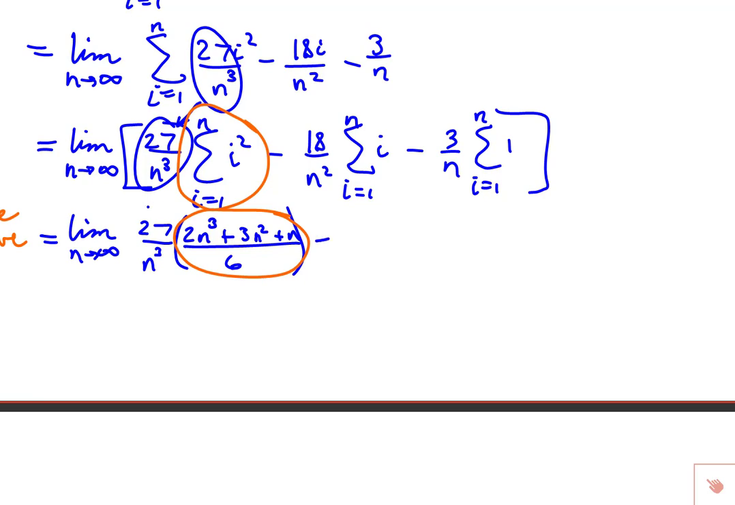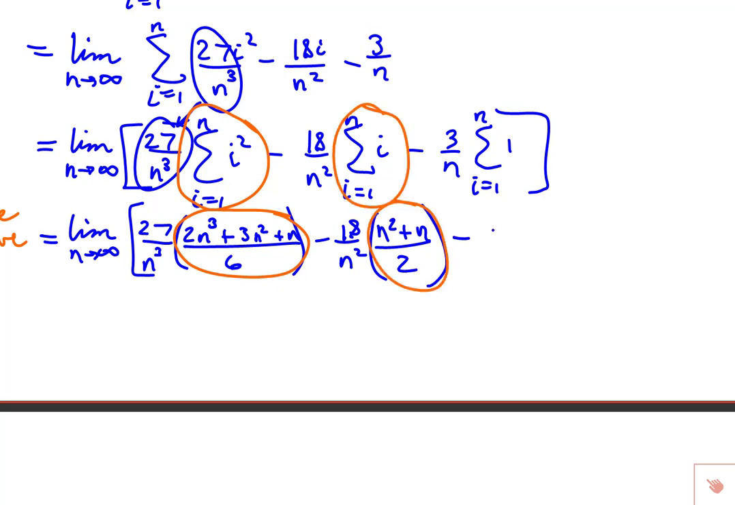Well, we'll continue to do this, so let's keep these brackets here for the limit. In the next term it was minus, and then we had this 18 over n squared in front of the sum of i. But then this sum, also seen above, can be replaced by (n squared plus n) over 2. And lastly, we'll have 3 over n times this last sum, which is really just n. Again, see above for replacements on those.